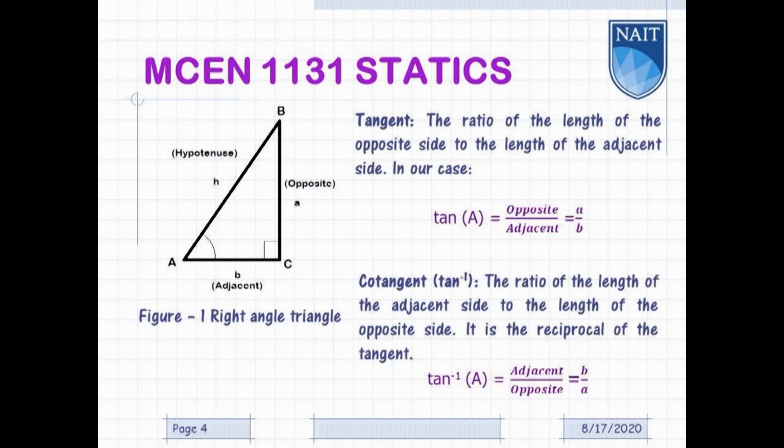Tangent. The ratio of the length of the opposite side to the length of the adjacent side. In our case, the tangent of capital A is side lowercase a divided by side b. Cotangent. The ratio of the length of the adjacent side to the length of the opposite side. It is the reciprocal of the tangent. In our case, the cotangent of capital A is side b divided by side lowercase a.